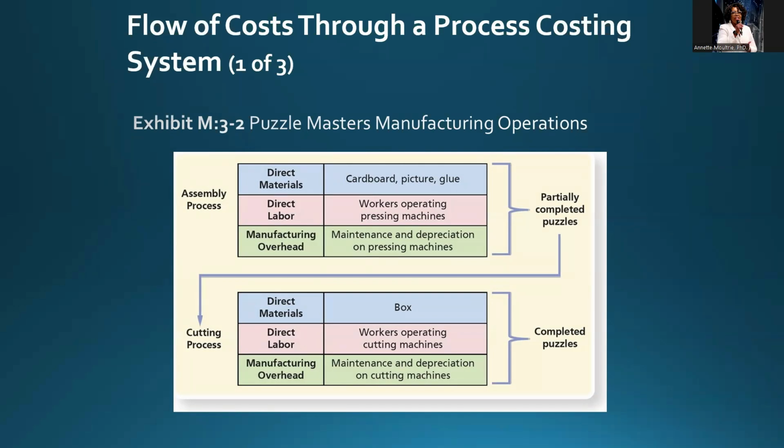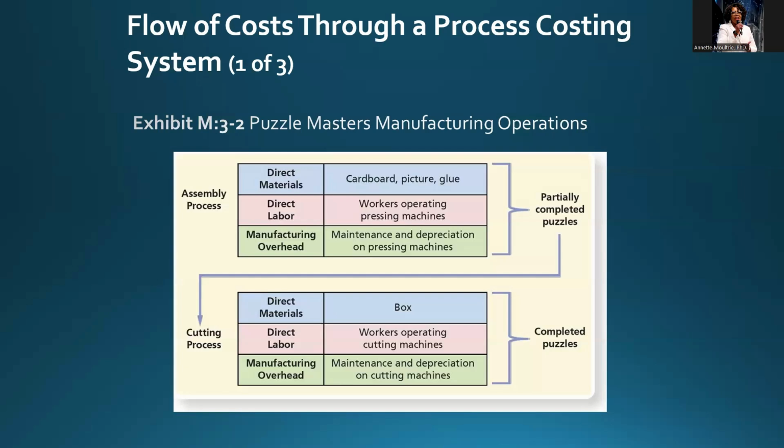In the printing department, the company applies adhesive to a sturdy cardboard backing and then presses a custom image onto it. Once this process is complete, the product moves to the next department, which is the cutting department, where the cardboard is precisely cut into puzzle pieces and packaged into boxes. The finished puzzle boxes are then transferred to storage and they're ready for sale.